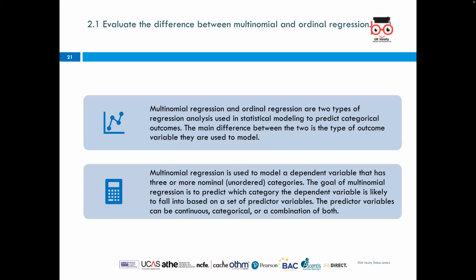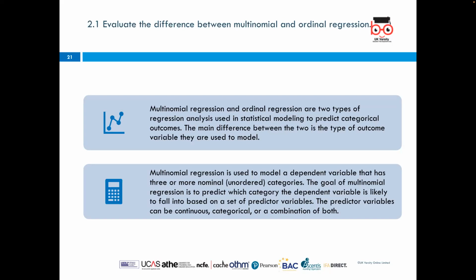Give us a second. So the next topic is to evaluate the differences between multinomial and ordinal regression. What is multinomial regression? Multinomial regression and ordinal regression are two types of regression analysis used in statistical modeling to predict categorical outcomes. The main difference between the two is the type of outcome variable they are used to model.